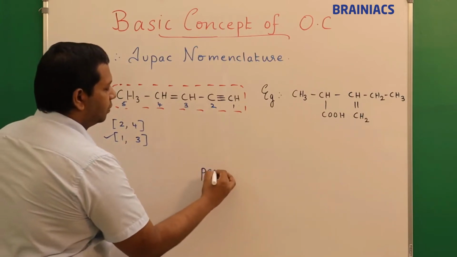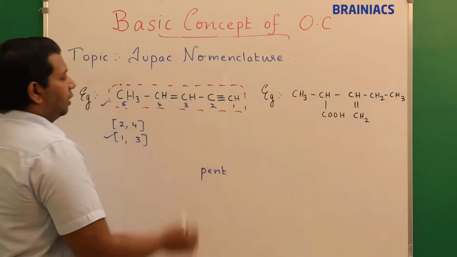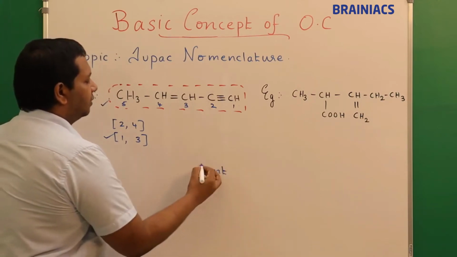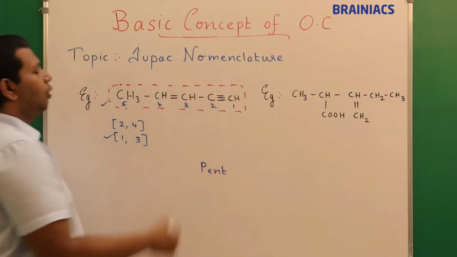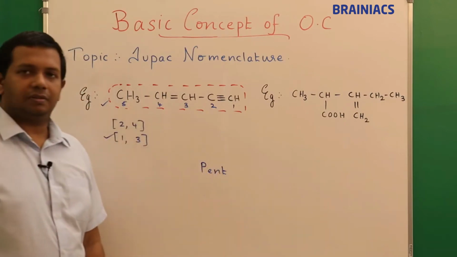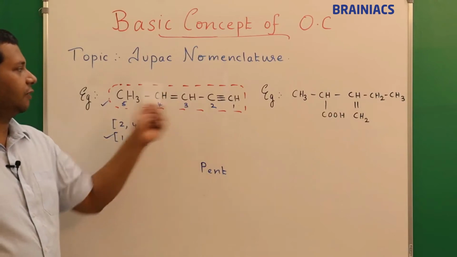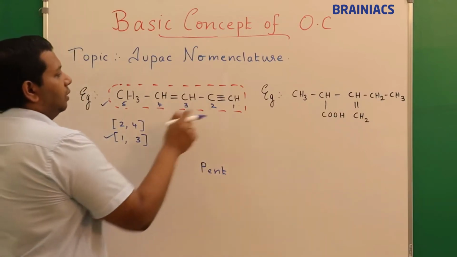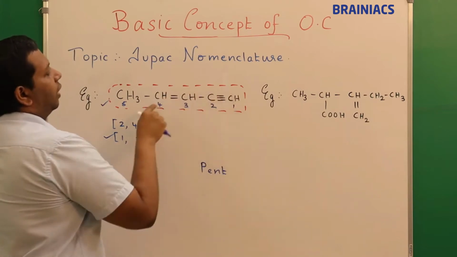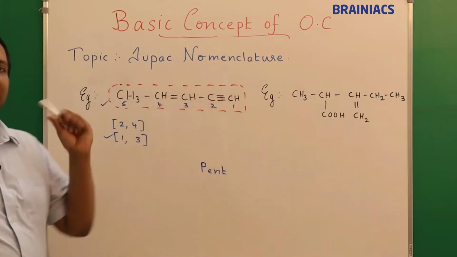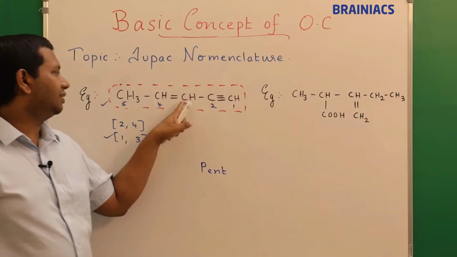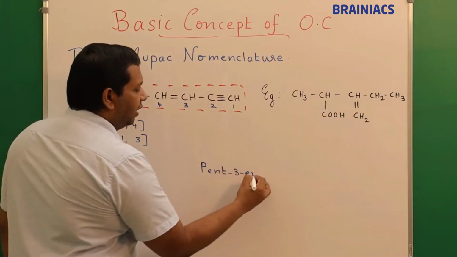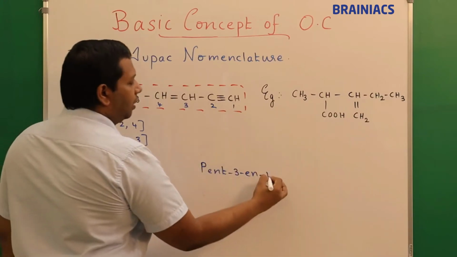Pent should come. Correct? Since that is the first letter, I will use the capital letter here. Since you know there is no primary prefix, it is not a cyclo compound. The secondary prefix is not there because there is no branching present. So pent. Tell me, there is ene and yne. Who should come alphabetically first? Ene should come. At what position? 3. So I can write pent-3-en-1-yne.